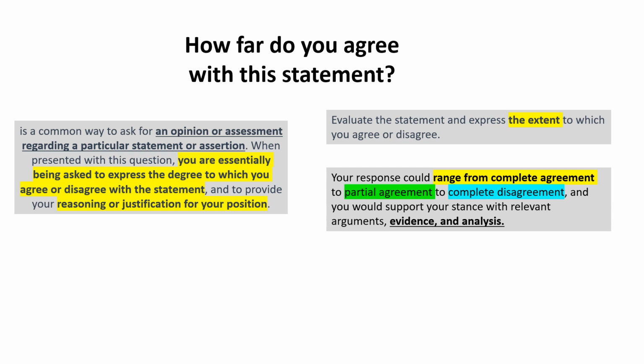And your response could range from complete agreement, it could be even partial agreement, or it could be a complete disagreement. So go back to the question, and when you ask yourself, was it really the military weakness of Germany as well as Japan? Do you completely agree? Is it a partial agreement, or is it a complete disagreement? Okay, and of course, you support your stance, all right, with relevant arguments, evidence, as well as analysis.